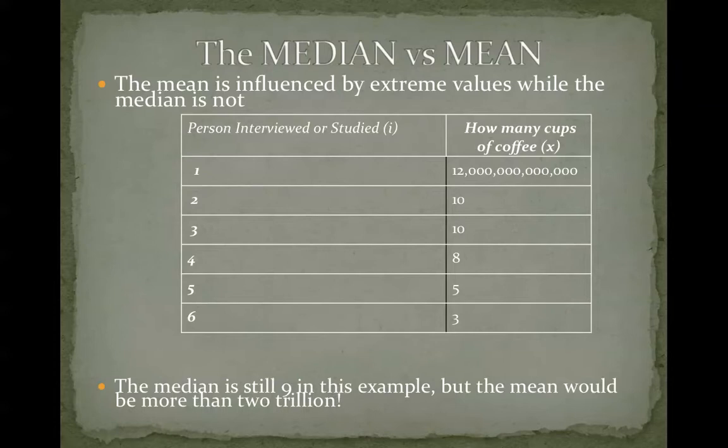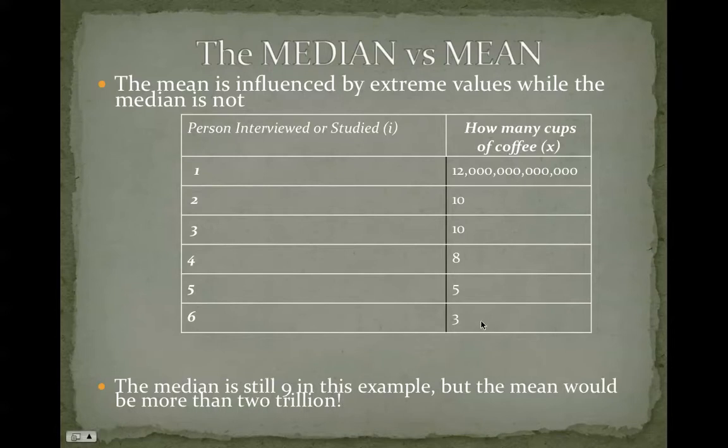For example, here we have 6 people interviewed for how many cups of coffee they had. And then we have one person who said 3, one person said 5, all the way up to 10. And then one person, out of nowhere, said 12 trillion cups of coffee. Clearly, that's not true. But this is an extreme example of how your mean can be influenced by someone's absurd answer. If someone says 12 trillion cups of coffee, your average, your mean, would actually be more than 2 trillion. Unfortunately, just because of this guy here.